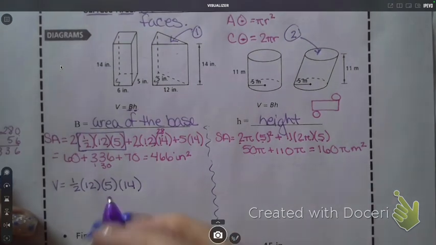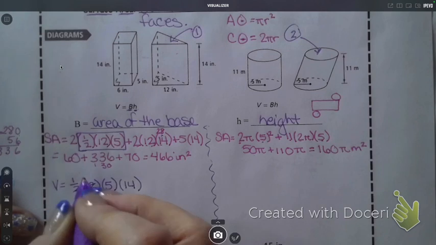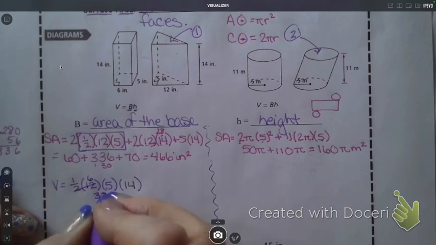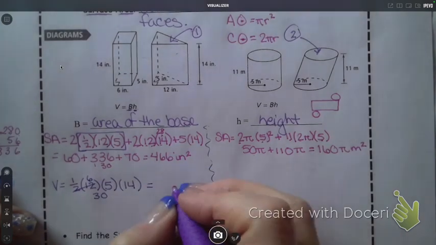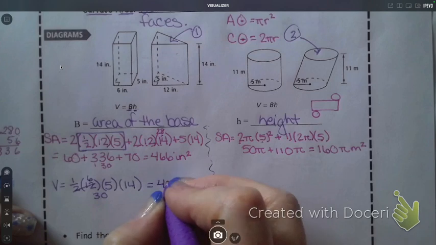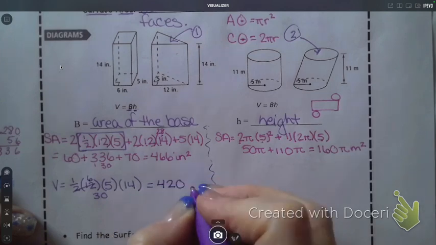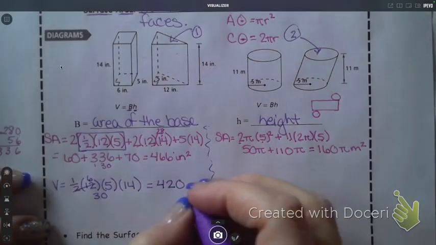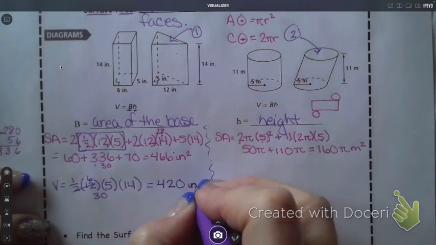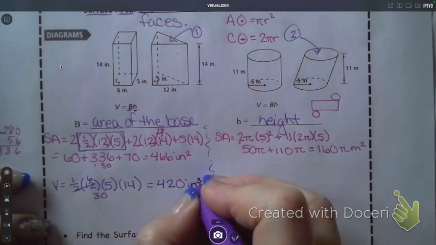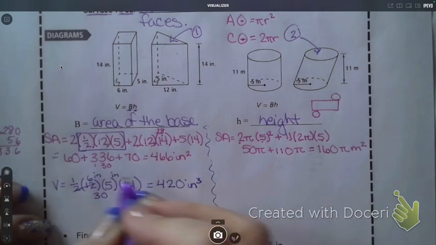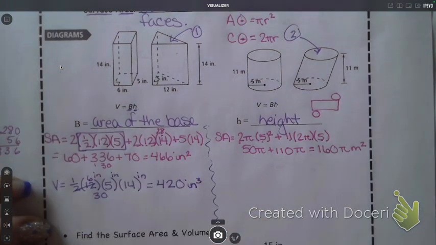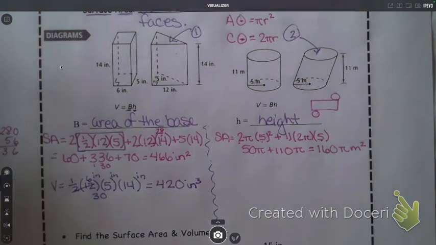Well, I say half of 12 is 6. And then 30 times 14. So 420. That's what I get. Okay, so 420 inches cubed. Why is it cubed? Because I have inches times inches times inches. Okay. Area is squared, volume is cubed.